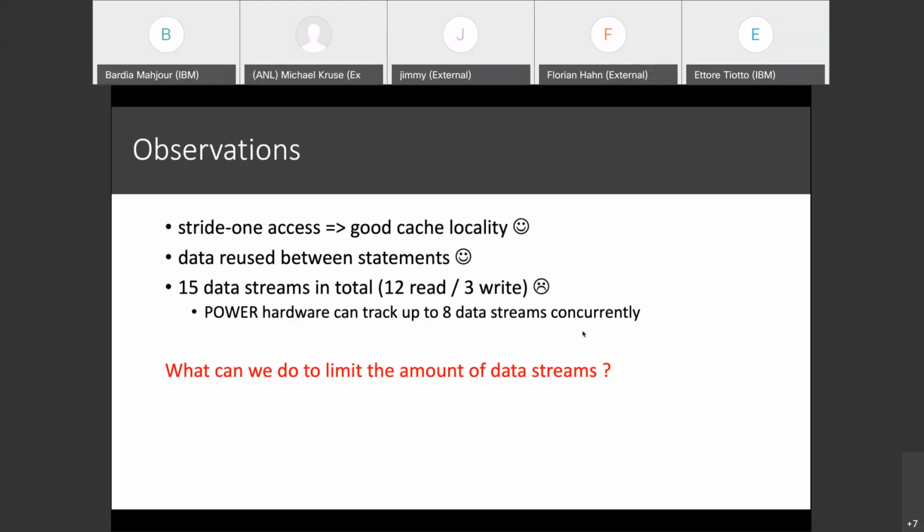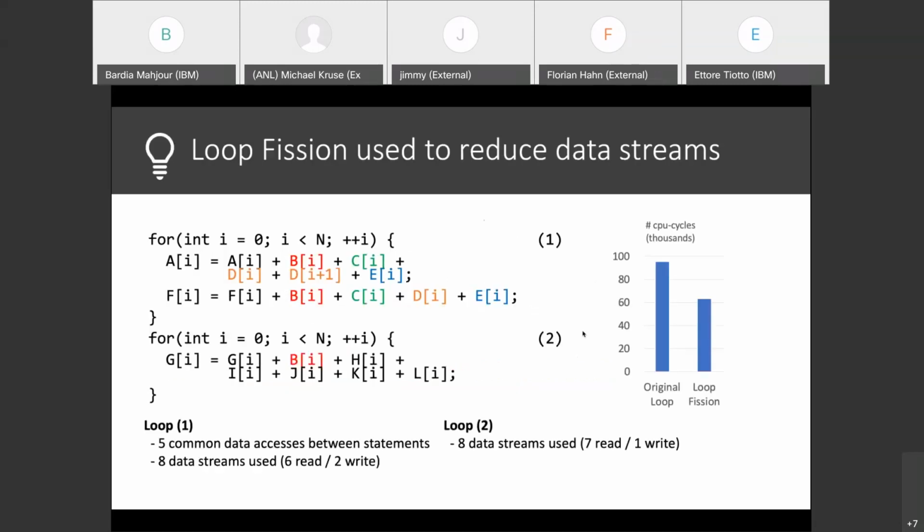The limitation here is that the hardware, in our case, can only track up to 8 data streams concurrently per loop or per loop nest. Because we have 15 data streams, this is not ideal. We would like to have fewer data streams. And if we did have fewer data streams, what happens? This is what we observe. So how can we have fewer data streams per loop? Well, the answer is we can distribute one or more of the statements into separate loops, and that will, in this case, limit the number of data streams that are used.